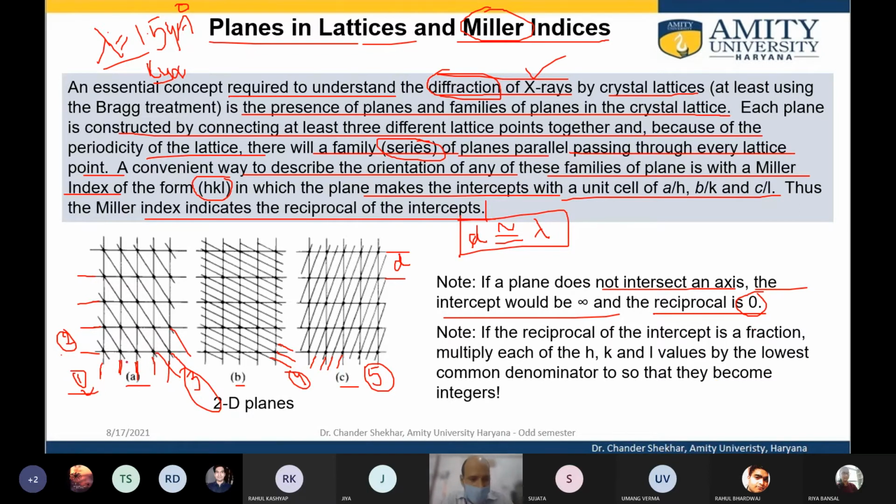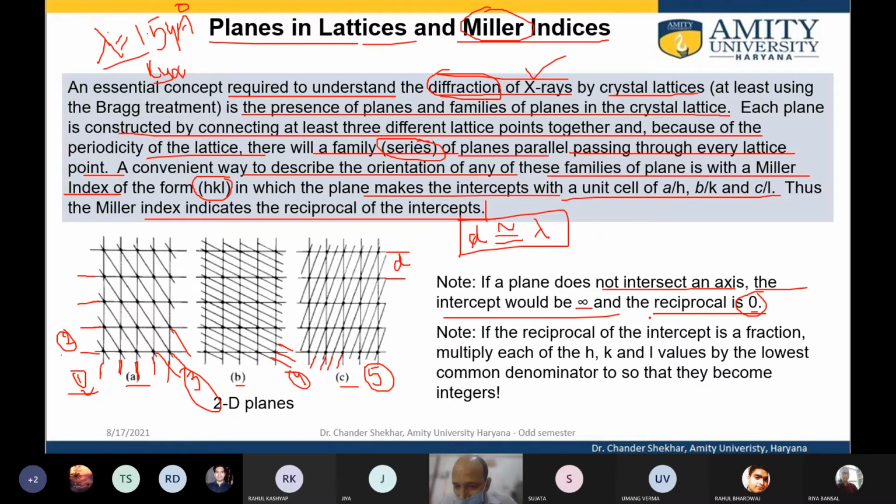Because there are planes which may not be intersecting an axis, mathematically that plane will be meeting at infinity, and to accommodate this infinity into mathematical terms more precisely, more accurately, a reciprocal is taken, which turns out to be 0.